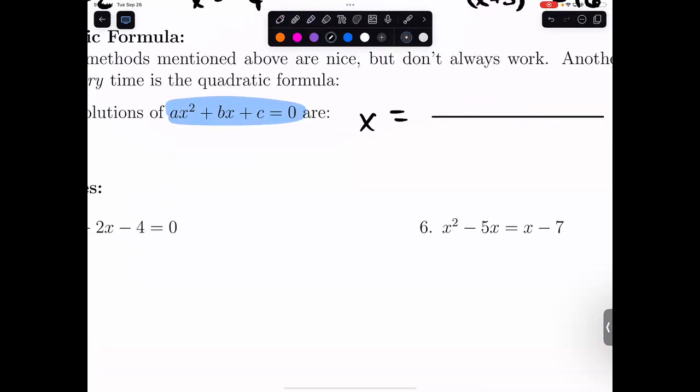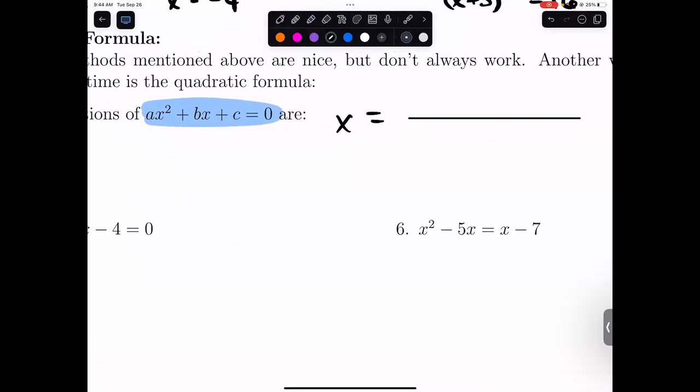do y'all know it? Does anybody want to sing it? No? Okay. I always put it to the tune of Pop Goes the Weasel. You decide for yourself how you want to keep it in mind. But negative b plus or minus the square root of b squared minus 4ac all over 2a.